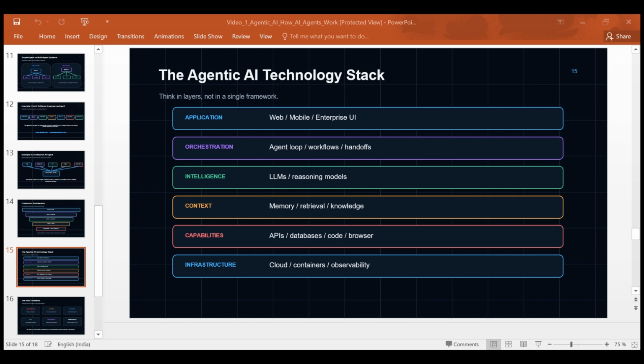The context system provides memory, retrieval, and knowledge. The capability system provides APIs, databases, browser, code execution, and other tools. Finally, infrastructure provides the runtime, security, scaling, and observability. Frameworks will change, models will change, vendors will change. But these architecture layers are useful because they help us reason about the system independently of a single technology.